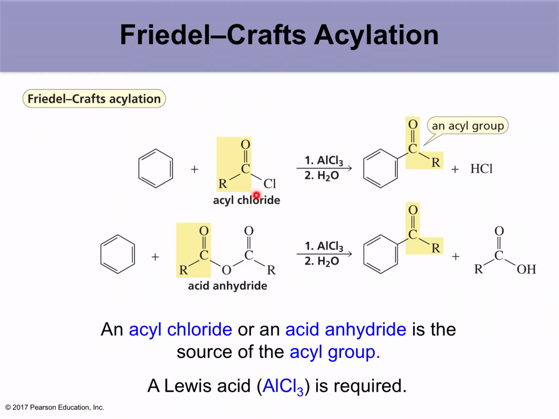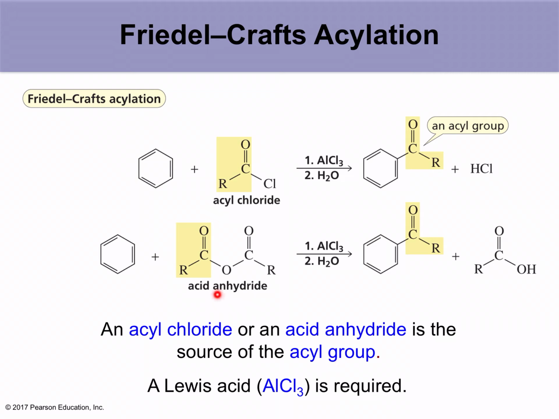So this is what happens in a Friedel-Crafts reaction. The benzene ring reacts with acyl chloride in the presence of aluminum chloride, a Lewis acid catalyst, and then in the second step when you add water, we will see that the acyl group, this yellow colored group, is added to the benzene ring. And acid anhydride is normally used as the source for the acyl group.